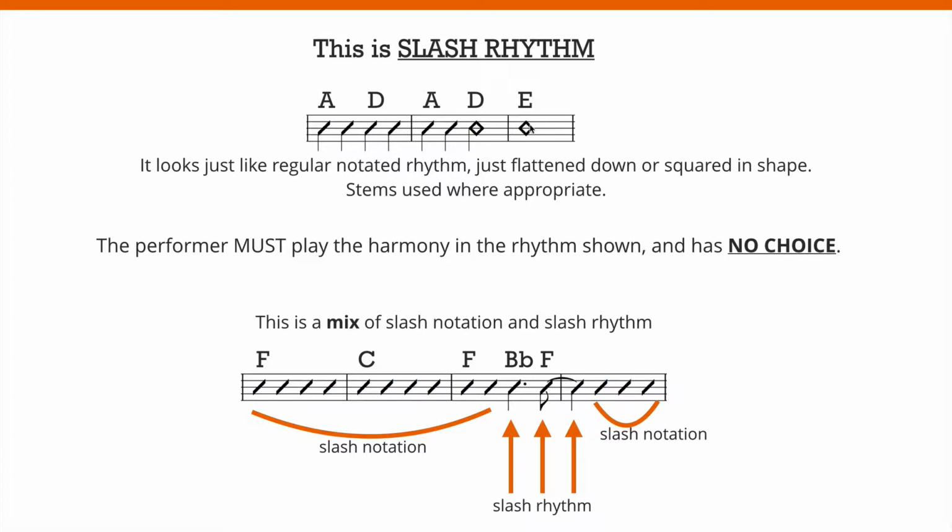This represents a whole note, so of course there's no stem involved. But it's not a regular looking whole note, nor is it slashes. It represents the way the rhythm would have looked, except it's either made into a square shape or flattened down and stems used where appropriate. When you use slash rhythm, you take away that freedom. The performer must play the harmony in the rhythm shown, and they have no choice.